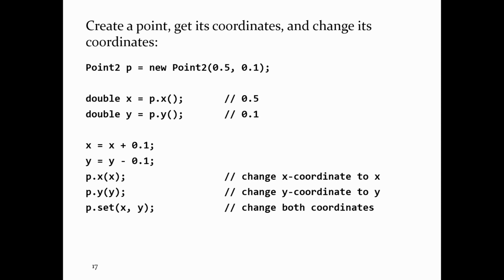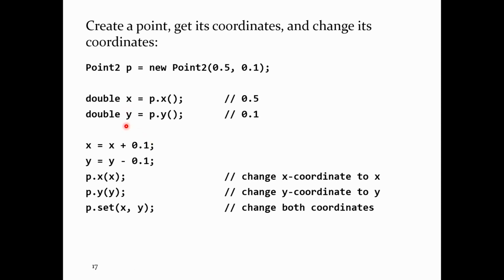Okay, so here's an example of using methods on Point2. We make a Point2 object. Its state is 0.5 and 0.1, so its x coordinate is 0.5, y coordinate is 0.1. Point2 has a method called x, no arguments. This returns the x coordinate of the point, so the x coordinate of that point is 0.5. Similarly, y returns the y coordinate of the point, so that's 0.1.